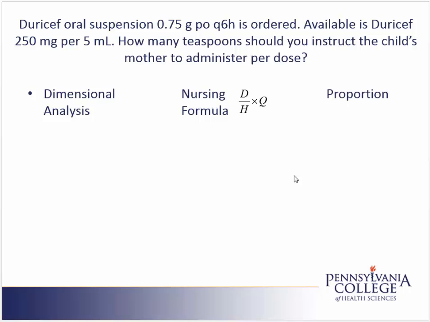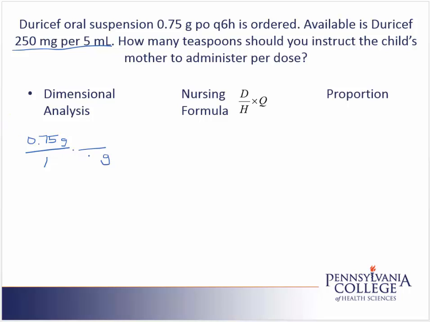In order to solve this problem, we're going to start with the ordered amount and try to convert it over to teaspoons. We'll start with the dimensional analysis approach. In dimensional analysis, we'll start with what is ordered, in this case 0.75 grams. We'll place that over 1. In my next fraction, I need grams to be on the bottom of the fraction so that it cancels. When I look at what is available, it is given in milligrams, so although I need to use this information, I cannot use it right now. First, I need to convert the grams into milligrams.